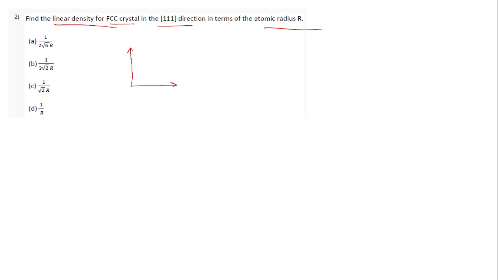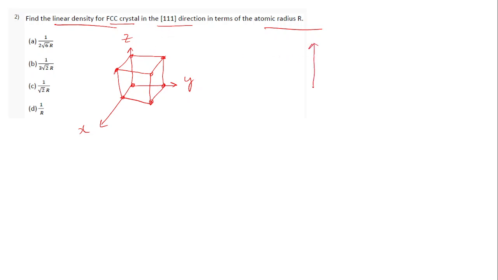So if I draw my FCC crystal, this is my x-axis, y-axis, z-axis, and FCC means atoms at all corners. Atoms are situated at all 8 corners and on all the faces, but I'm not drawing all the faces, otherwise it will get confusing. First let's see which direction we want, this 111 direction.